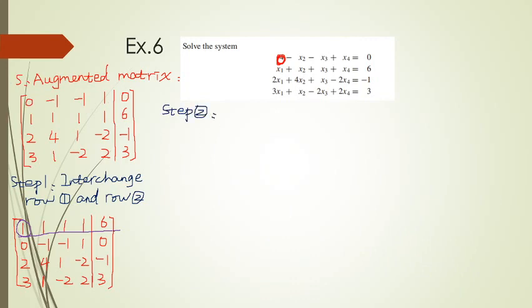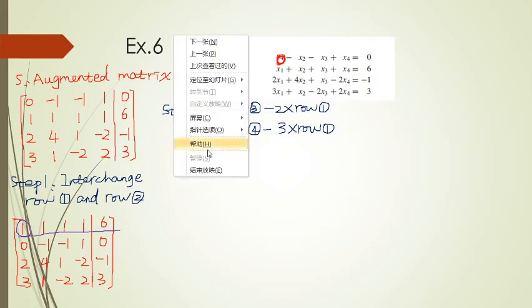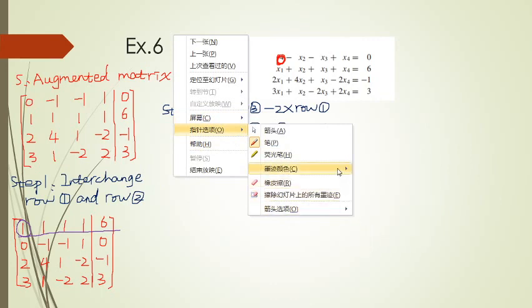So we are talking about the previous step. Step 2 is based on the augmented matrix in the first step. So we will replace row 3 with row 3 minus 2 times row 1, and row 4 with row 4 minus 3 times row 1. And of course, we will keep the pivot row.